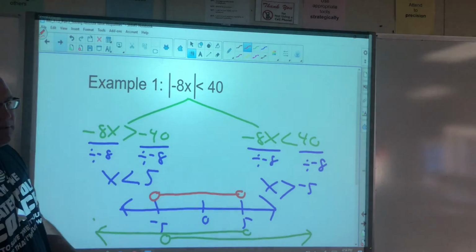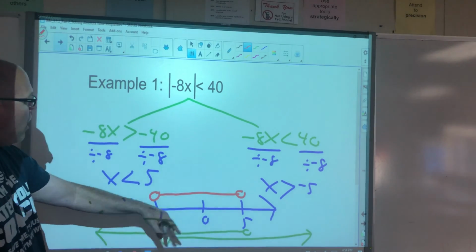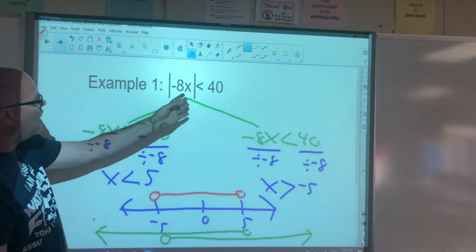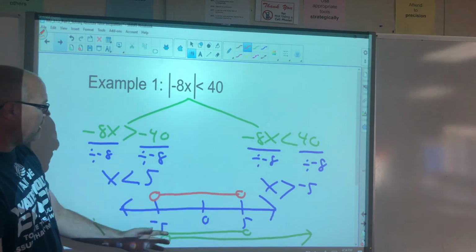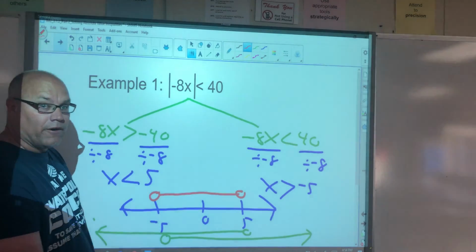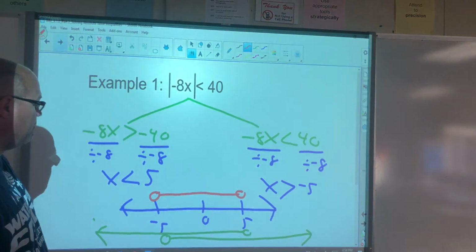And then we gave you a little bit of a trick in class. This is the why, but the trick in class was, oh, this is a less than. Less than is an and situation. Okay? When we have a greater than, it's going to be an or. We'll see that in a moment.